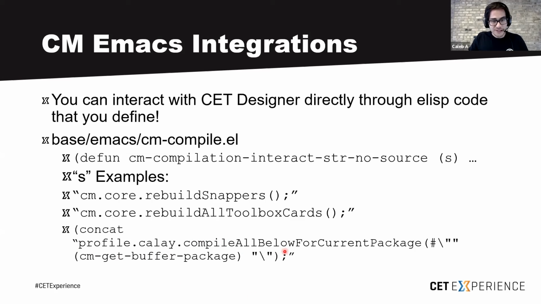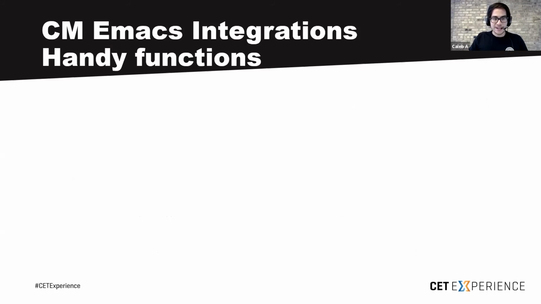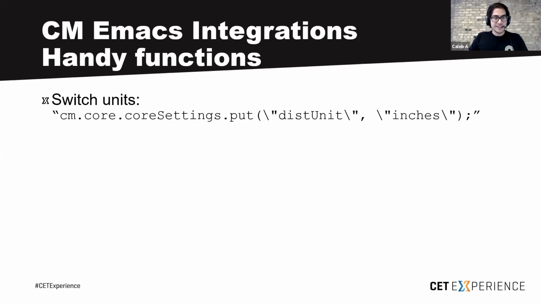So for instance, this one compiles all below for my current package, and it grabs the current buffer package and uses that as a parameter for CM code. Pretty handy. So some more handy functions that I use regularly.